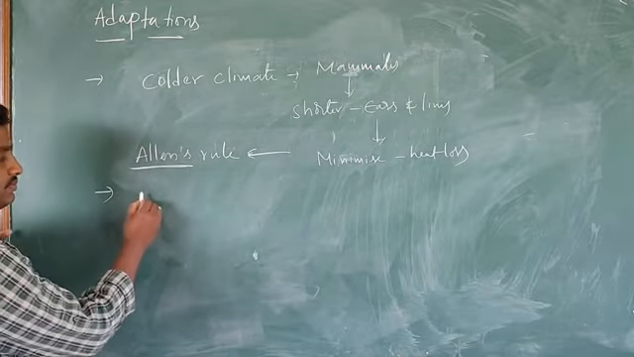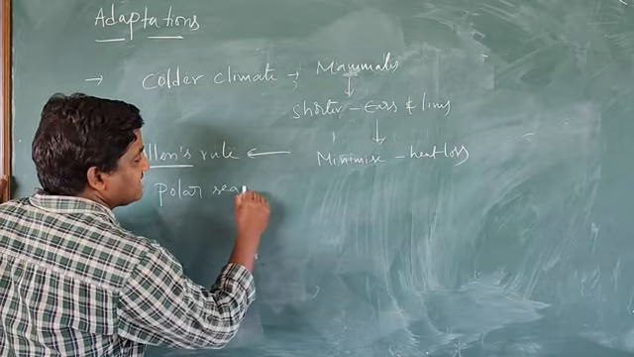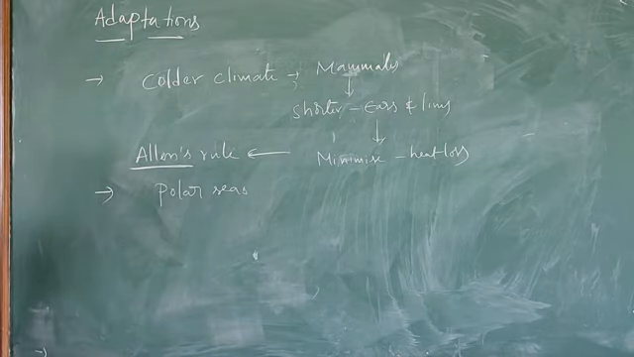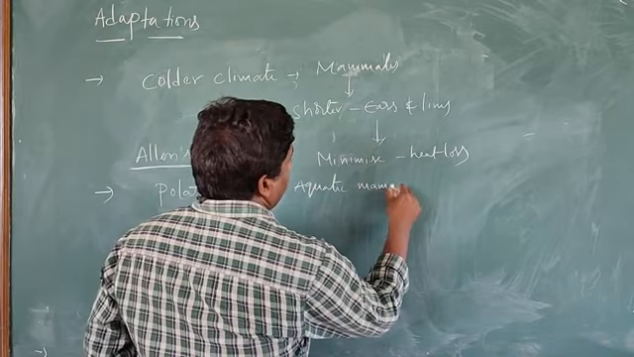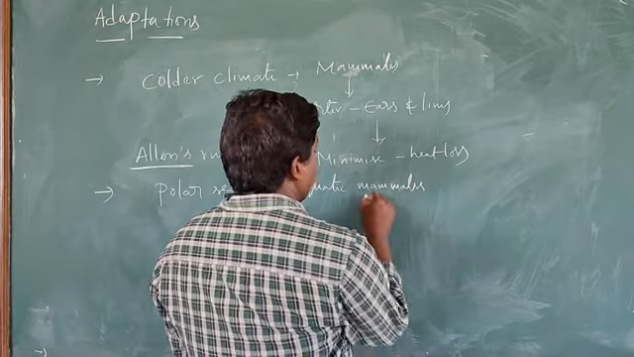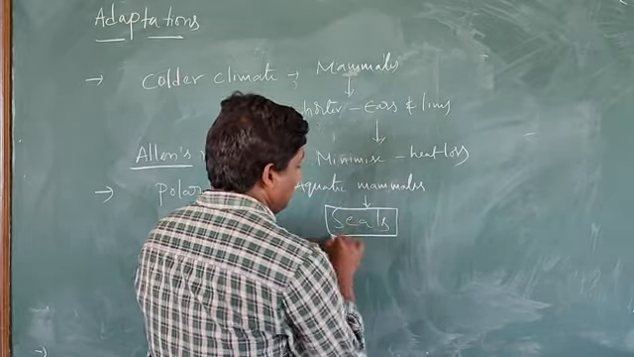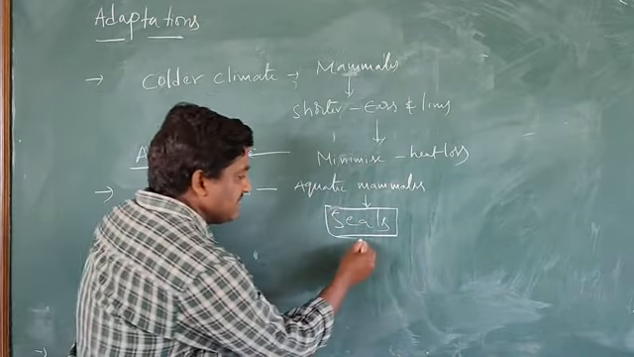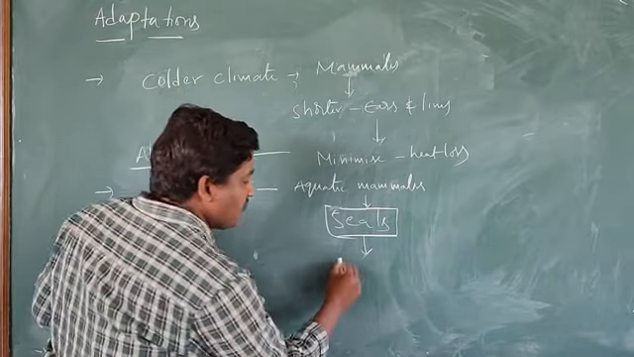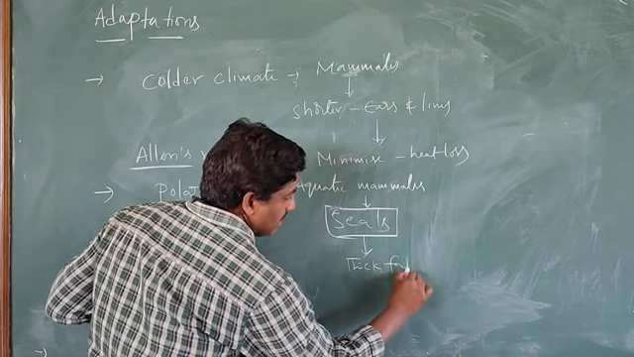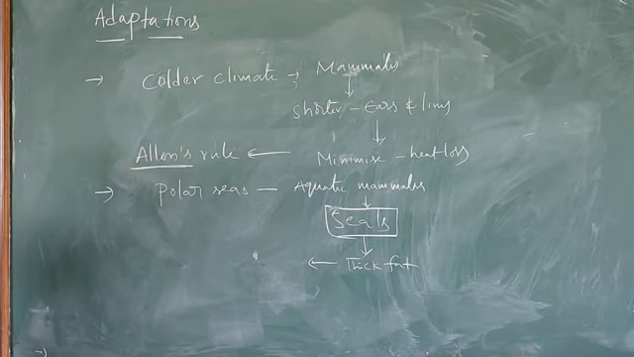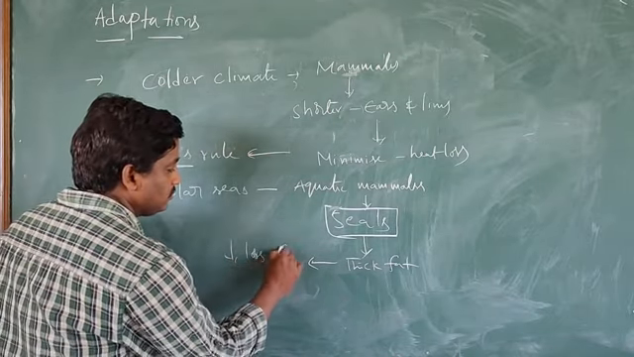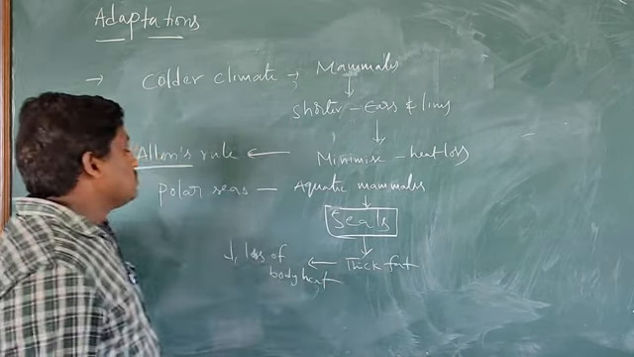Next, polar seas. In the polar seas, the aquatic mammals, such as seals. The seals have a thick fat present on the inner side of the skin. Okay, so that's why it acts as an insulator. So what will happen? It reduces the loss of body heat. So this is one of the adaptations.